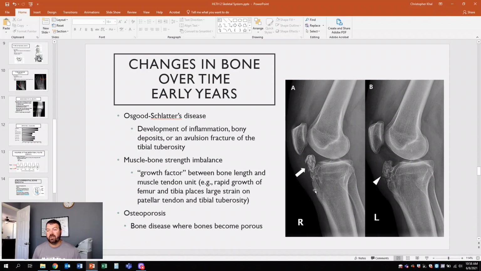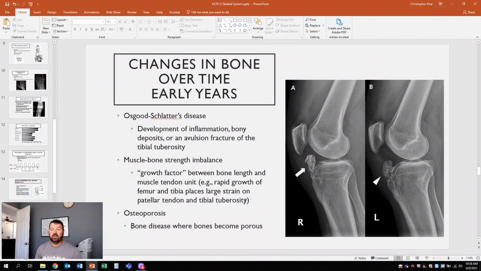There's another one called Larsen-Johansson disease, which is the same thing. It just originates at the inferior pole of the patella. So those are two different ones that can happen. Another one we'll talk about is muscle-bone strength imbalances, which can happen. So the growth factor between the bone length and the muscle-tendon unit. The rapid growing of your femur, for example, during a growth spurt, and the tibia place large strains on the patellar tendon and tibial tuberosity.